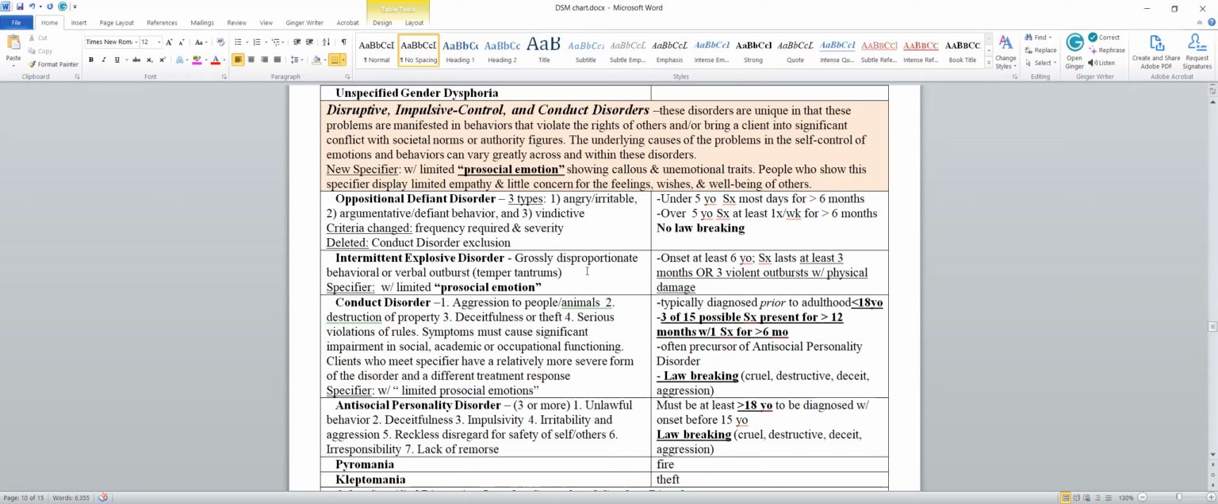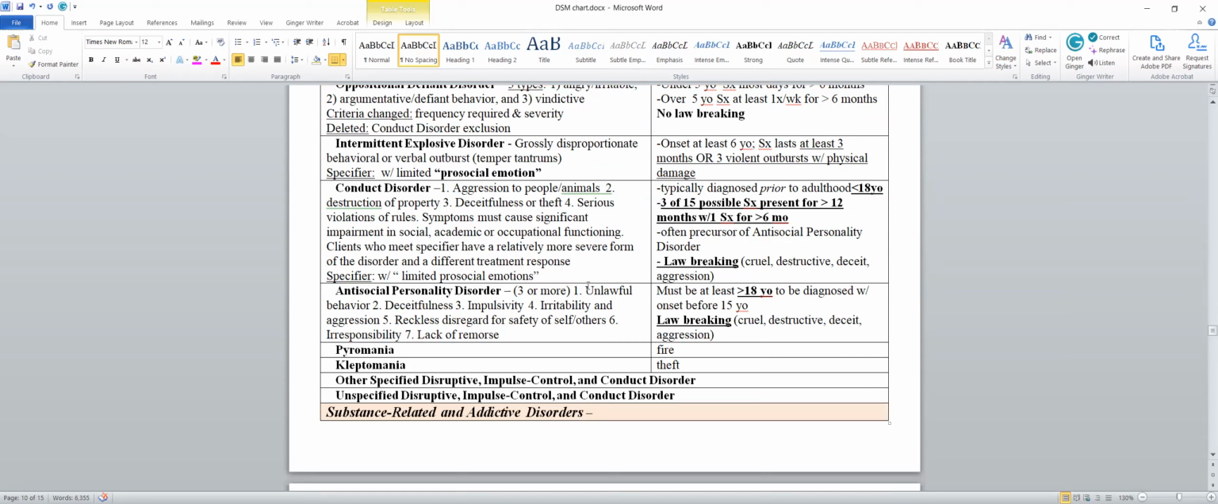These subcategories under disruptive, impulsive control and conduct disorders include oppositional defiant disorder, intermittent explosive disorder, conduct disorder, antisocial personality disorder, pyromania, kleptomania, other specified disruptive impulsive control and conduct disorder, unspecified disruptive impulsive control and conduct disorder.